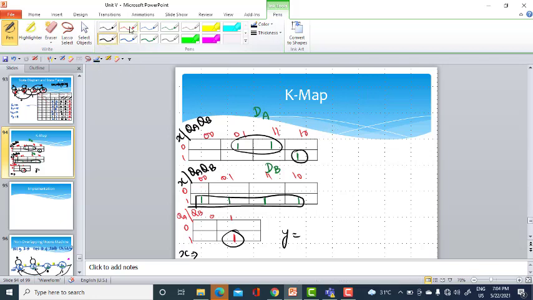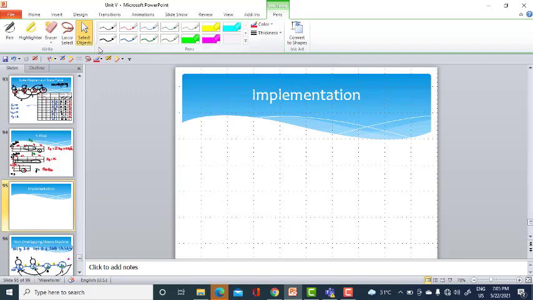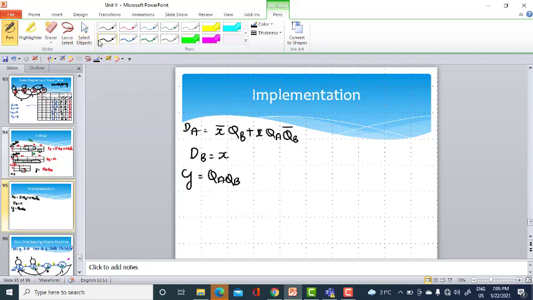So DA is equal to X bar QB plus X QA QB bar, and DB is equal to X only, and Y is equal to QA QB. Okay, so implement this. How are you going to implement this? This is the expression, so the Mealy machine model.